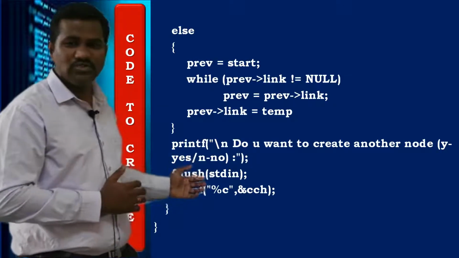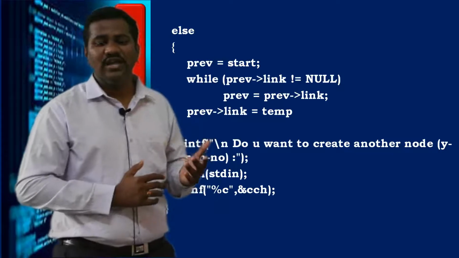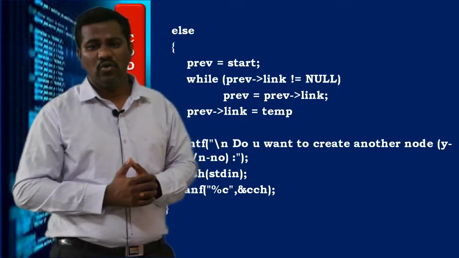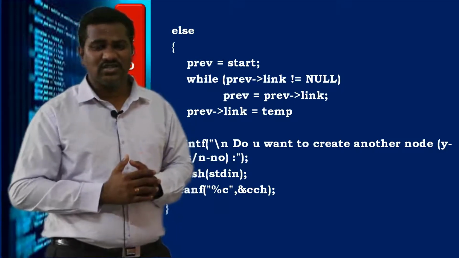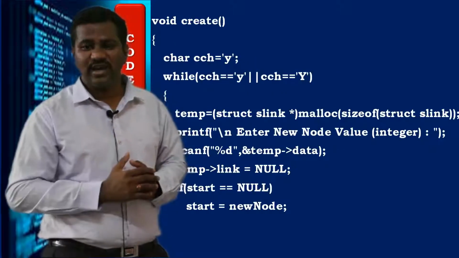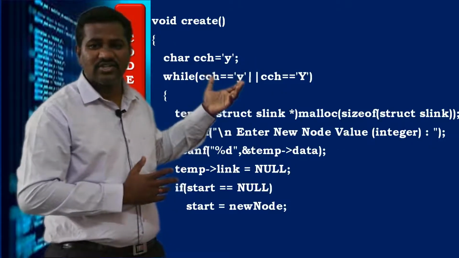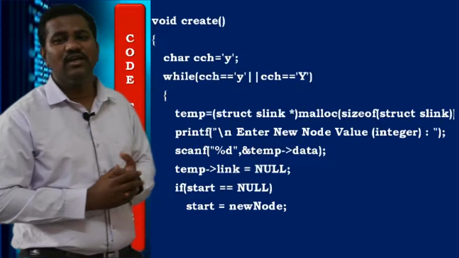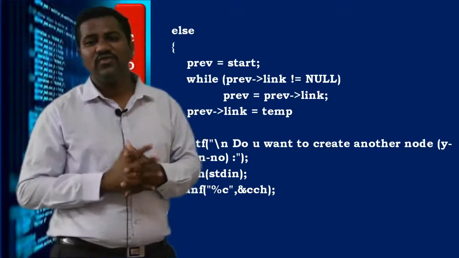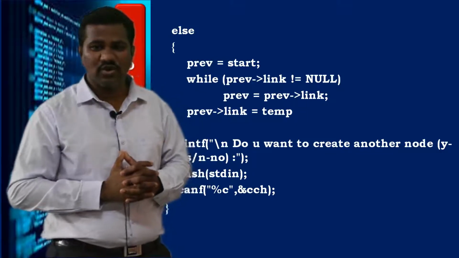If the user entered small y or capital Y, it indicates the user is interested in creating a node. If the user is not interested in creating a node, he is going to enter n. If he enters n, the condition becomes false and it comes out of the while loop. So this is how the create function works in your single linked list program.